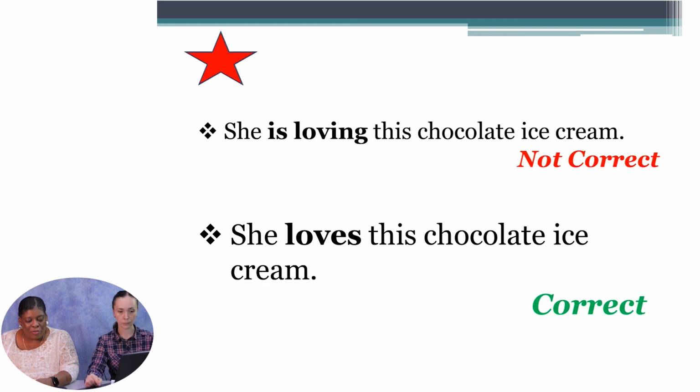It is important to remember that non-continuous verbs cannot be used in any continuous tenses. Also, certain non-continuous meanings for mixed verbs cannot be used in continuous tenses. Instead of using present continuous with these verbs, you must use simple present. For example, she is loving this chocolate ice cream. Not correct. She loves this chocolate ice cream. Correct.